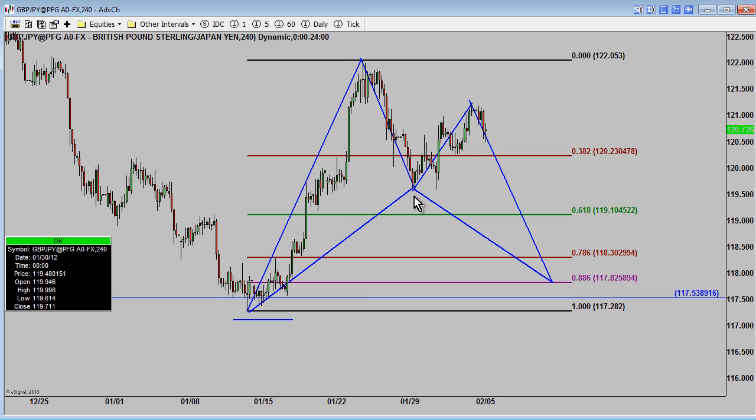So that's it for this week. Couple of charts, couple of trades you can take right away, and one that's going to take a little while to come into play if it does.